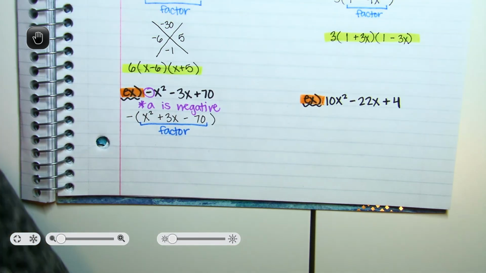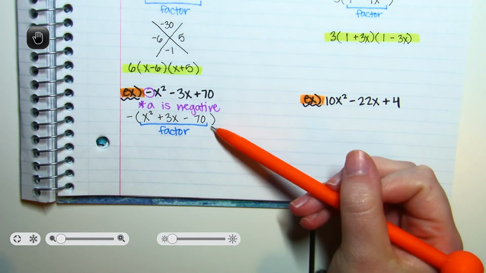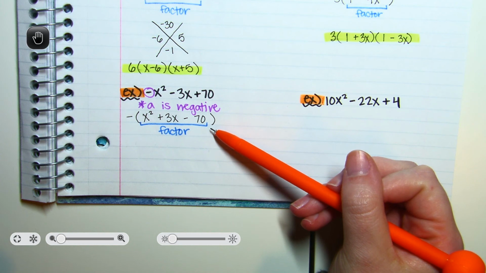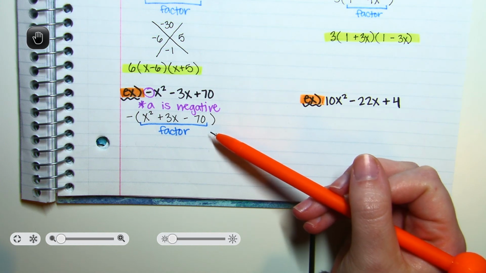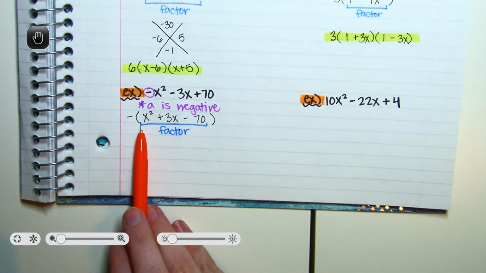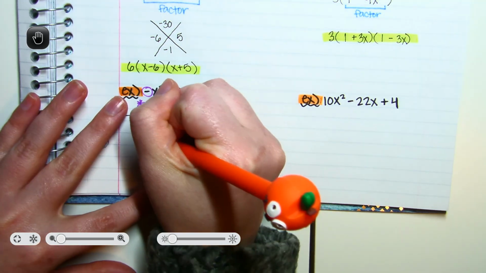So next question, is it a difference of squares? Good, you should have said no. So moving on to steps 3 and 4. My A value is equal to 1, which means I'm just going to use the big X method.